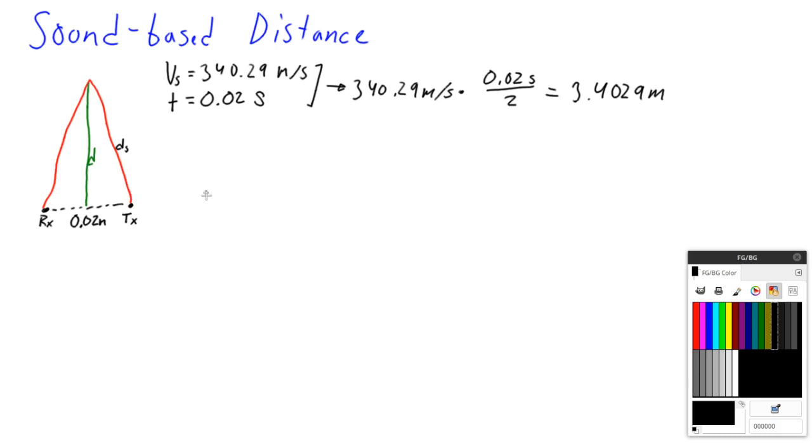And now I always like to just draw my triangle out, even though we already drew it. I'm going to draw it again. We're looking for D. We know that this distance, so we've got two triangles here, so we need to take this distance and divide it by 2. So that's really 1 centimeter between the center point and the transceiver. So that's 0.01. And we know that this is 3.4029 meters.